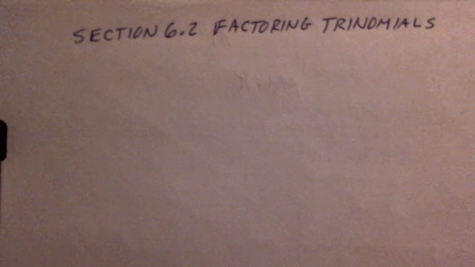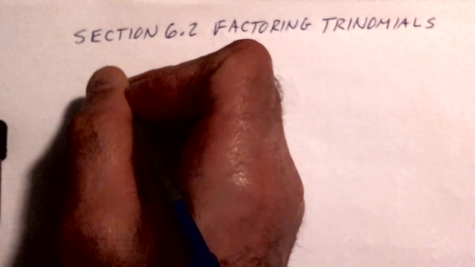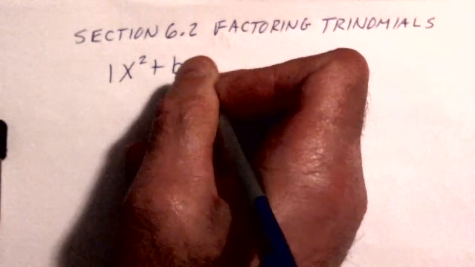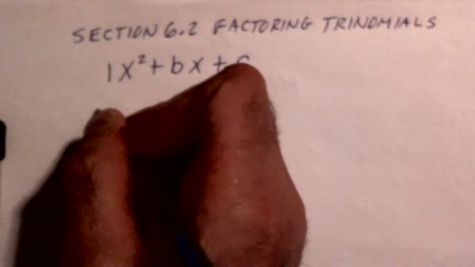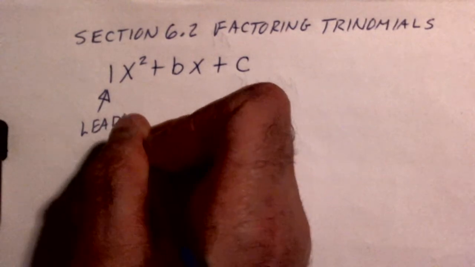All right, we're going to cover two sections today. Section 6.2 is going to show us how to factor trinomials, and specifically in 6.2, the trinomials are going to look like this. These types of trinomials are going to have a leading coefficient of +1.